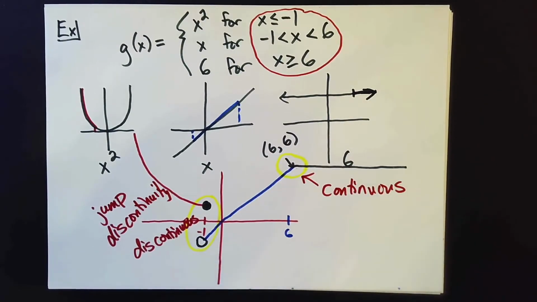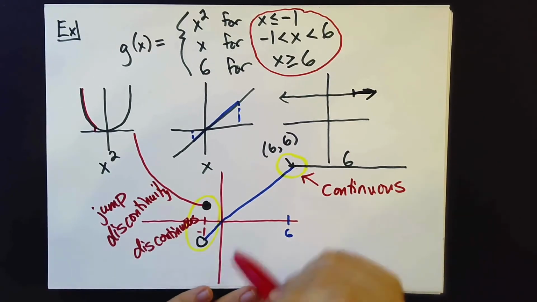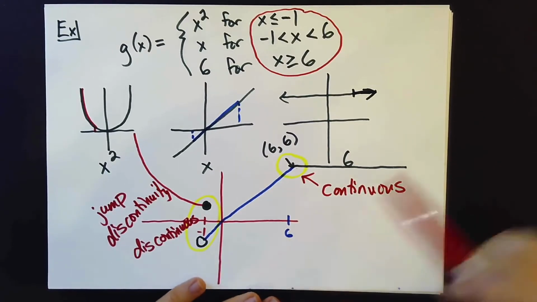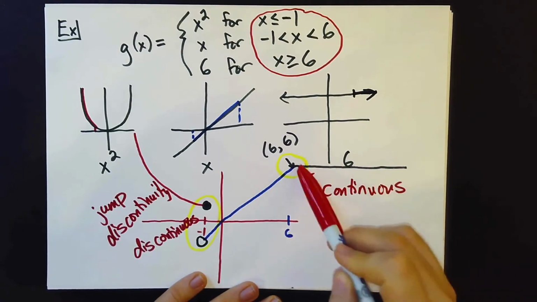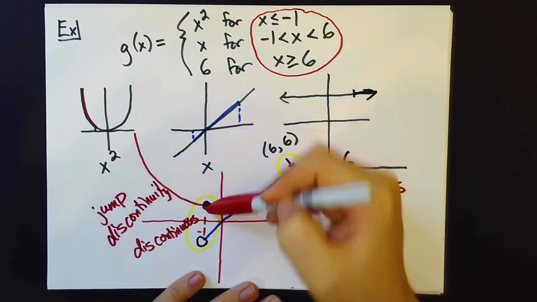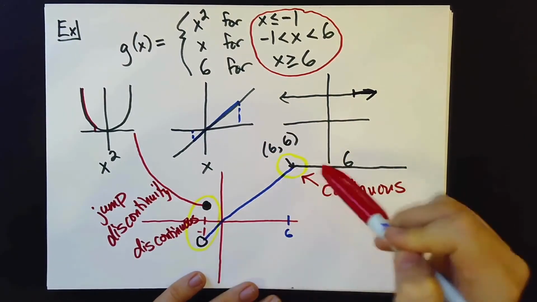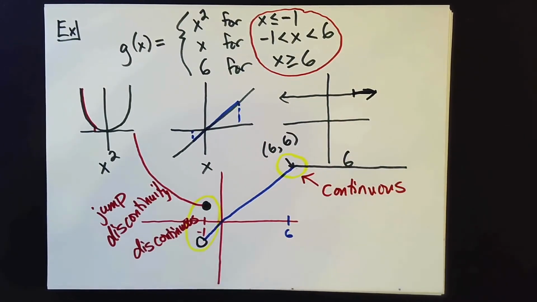When you've heard the word continuity or continuous before, probably it's been something about being able to draw the graph without picking up your pencil, and this is exactly that. Whereas here I could not draw this without picking up my pencil, which is why this is continuous, this is not.